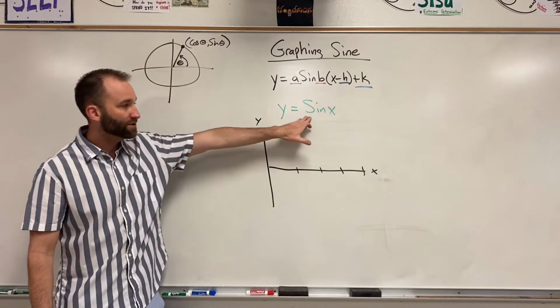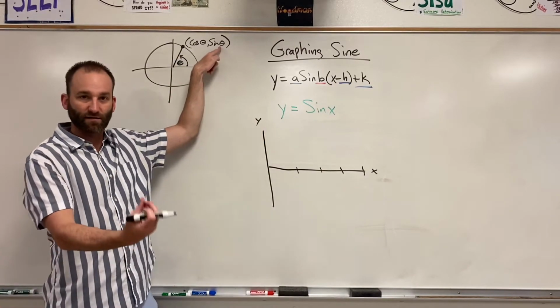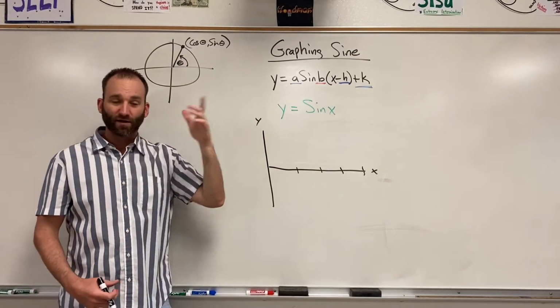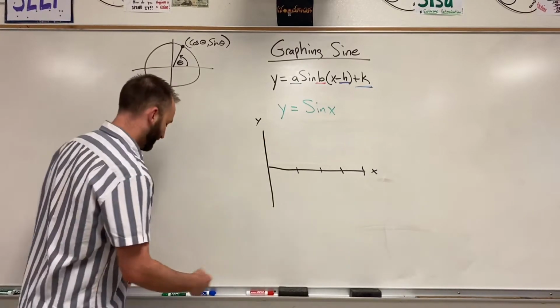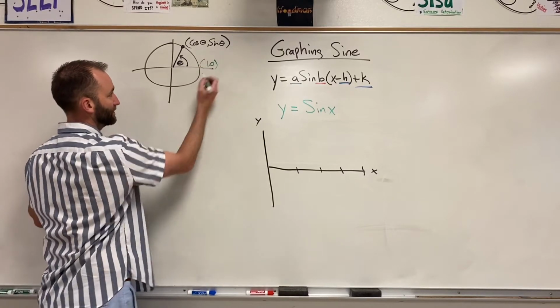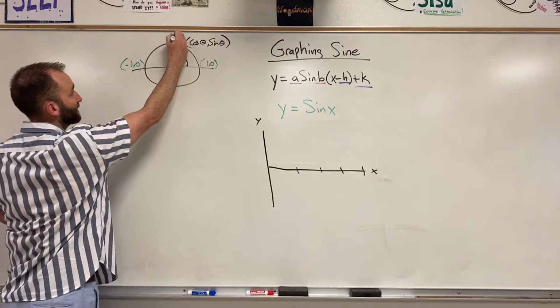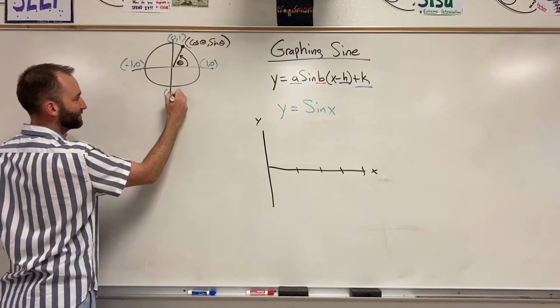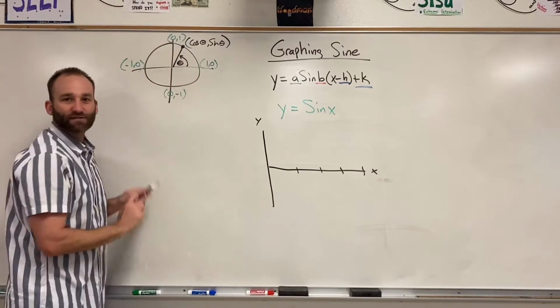So what we're looking to do here is graph all of the y-coordinates. We're going to graph the sine curve. Which points on that unit circle are the easiest ones? Yeah, for sure. Like right here at 0 degrees, we have 1, 0, and on the other side, we have negative 1, 0. Up at the top, we have 0, 1, and at the bottom, we have 0, negative 1. These would be the easiest points to graph.